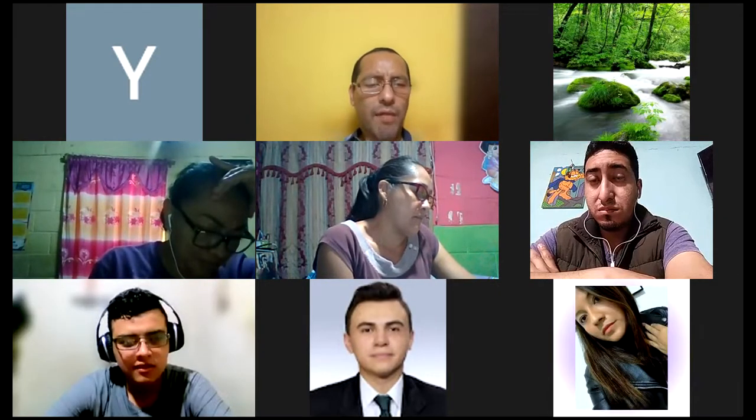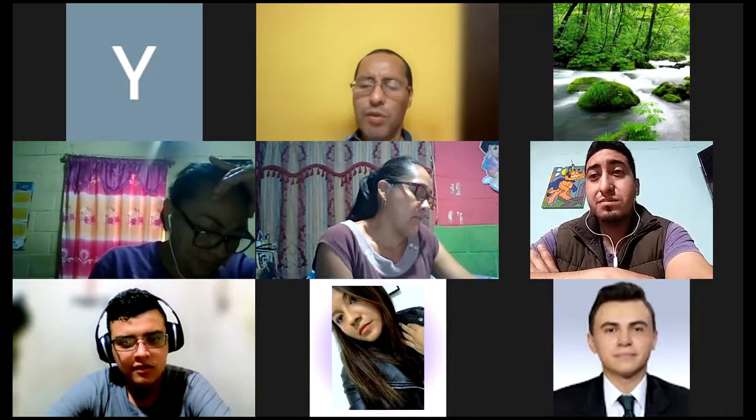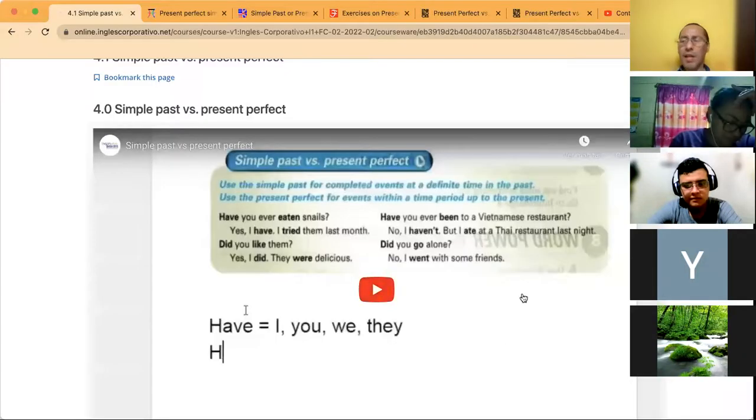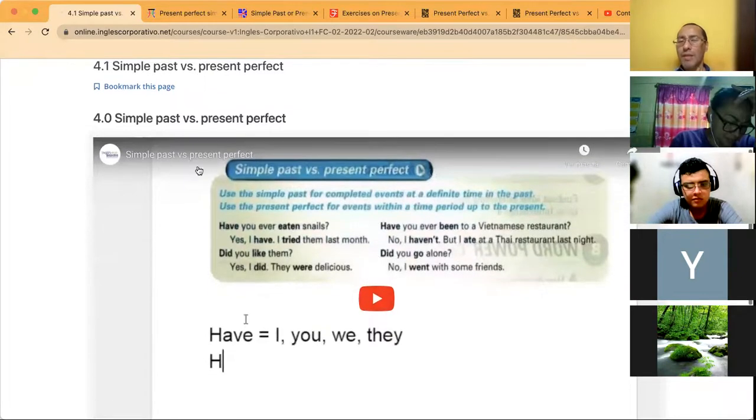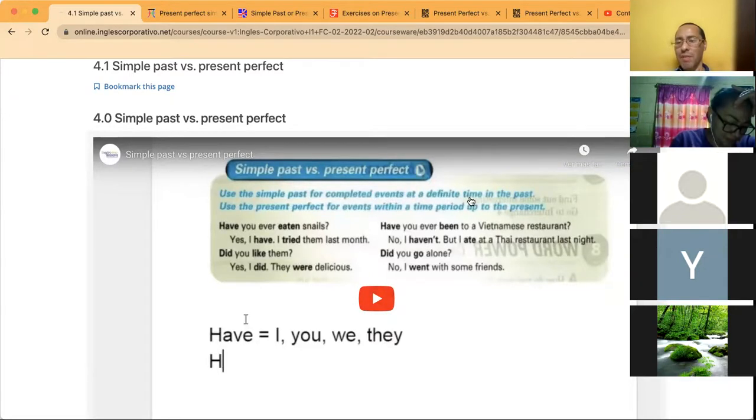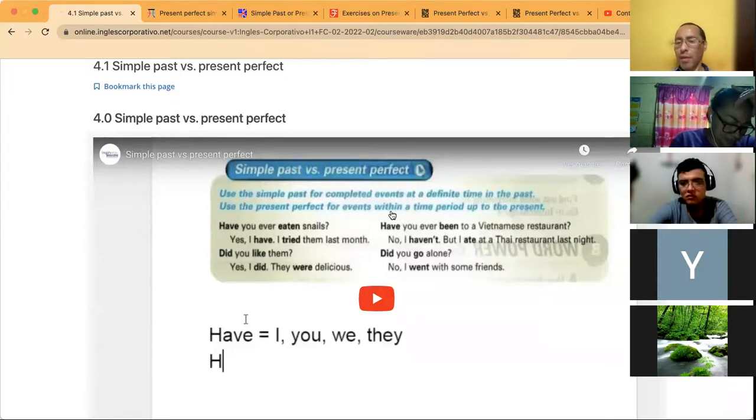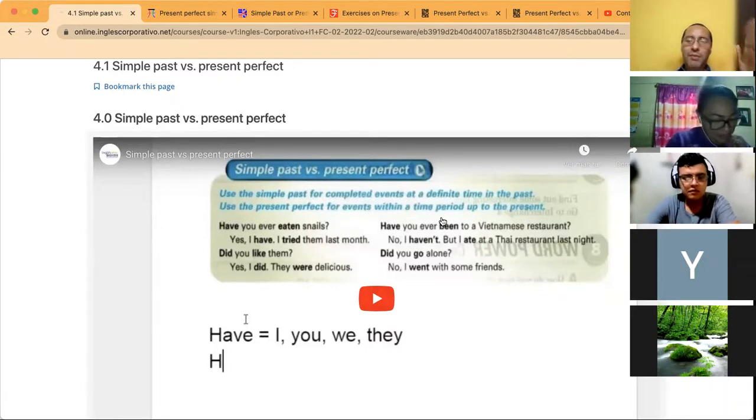Okay, excellent, very nice. Here, I'm going to share the screen of what Cesar said. It's very good. This is from the review of Unit 4. It's the simple past and the present perfect. The simple past is for completed events at a specific time in the past. And the present perfect is only for the experience, but no time. It's any time from when you were born to now. This is the idea, okay?